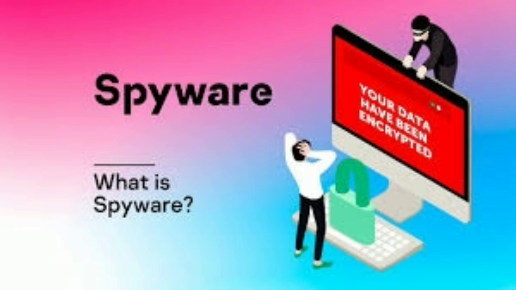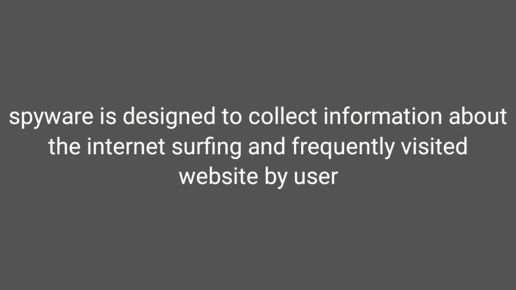The next type of malware is spyware. Spyware is a type of malware designed to collect information about the internet surfing habits and frequently visited websites of the user. So what spyware does is collect information about which sites we frequently visit, all the information about our internet habits. And on the basis of the websites visited by the user, advertisements start appearing on the screen of the computer.